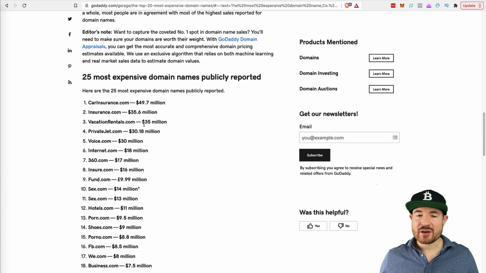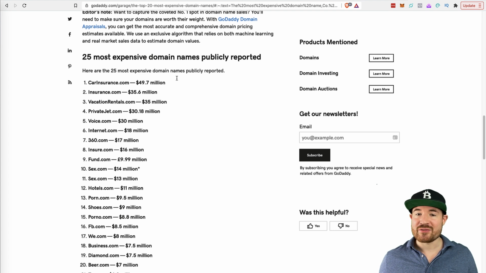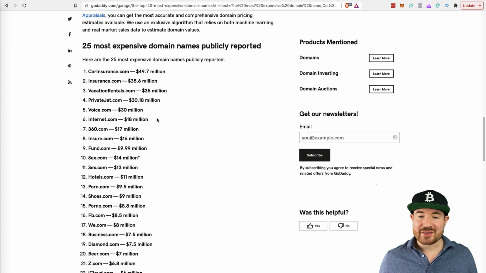But you can see over here, the 25 most expensive domain names. And these are basically .com domain names. And that's obviously the main thing that we use the internet. But this is just to give you an idea of actually the opportunity with these kind of domains.